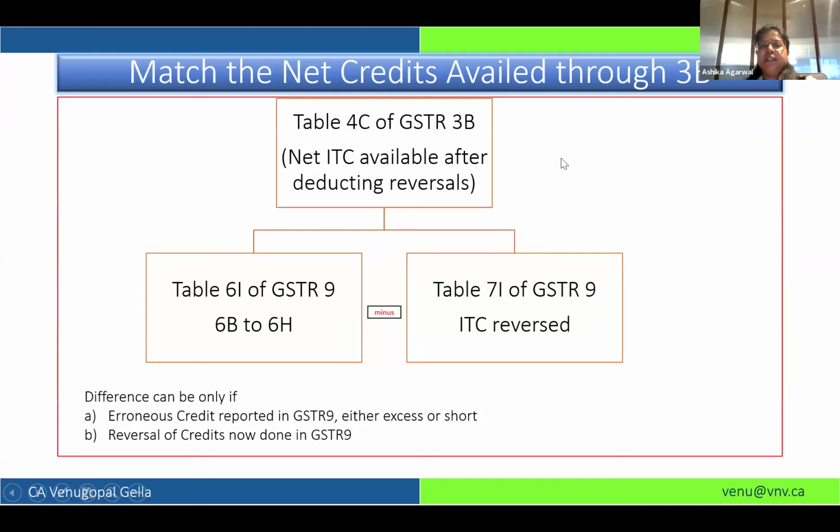This is another check. Table 4C of GSTR 3B is your net ITC, which is available after the deduction. So basically it will be table 6 of GSTR 9 minus table 7 of GSTR 9. While matching with 4C, you have to keep in mind that in GSTR 9, table 6A1 data is not getting auto-populated, meaning it's not counted. They have excluded it and they are not adding it. So when you do the 4C comparison with table 7J, you will find only one reason for difference, which is table 6A1. So you have to keep that in mind.